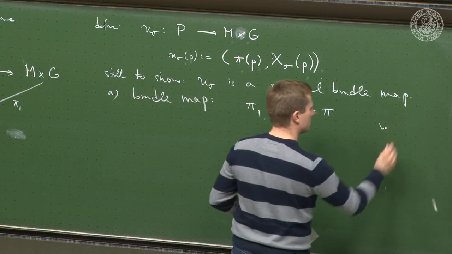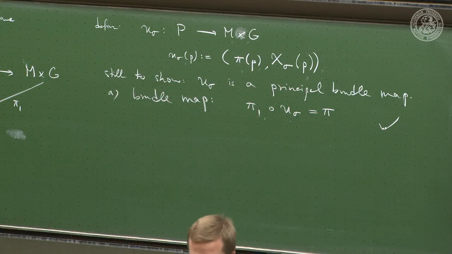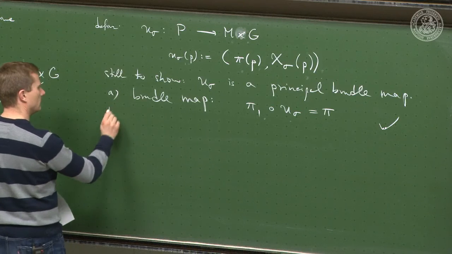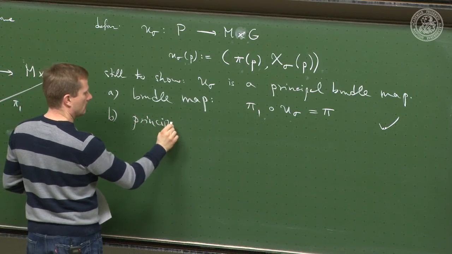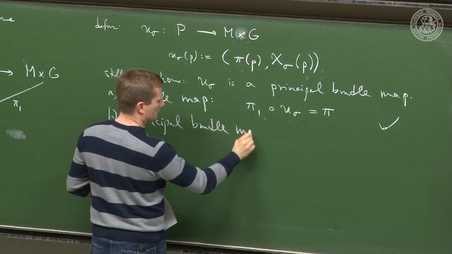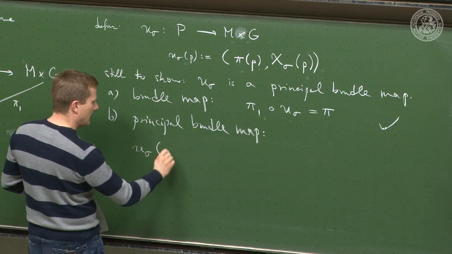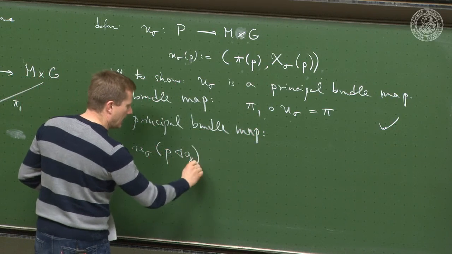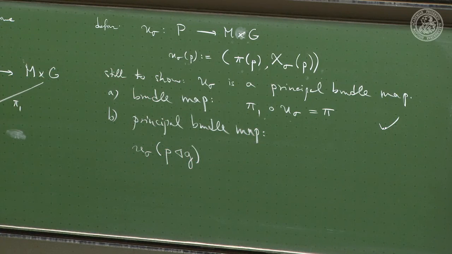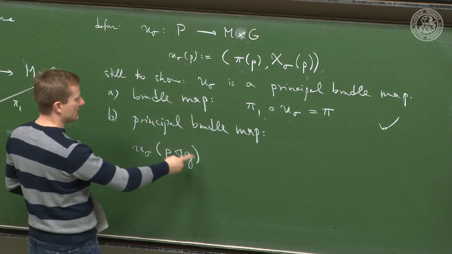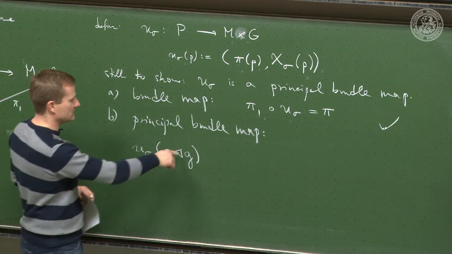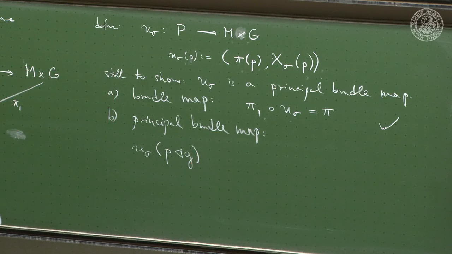It's trivial. That's like this. And in order to show that it's a principal bundle map indeed, we need to consider what happens if our U sigma acts on a P and how that relates to the action with the G, because we know if it's a principal bundle map, then that must commute in a sense. We must be able to pull the G out here.